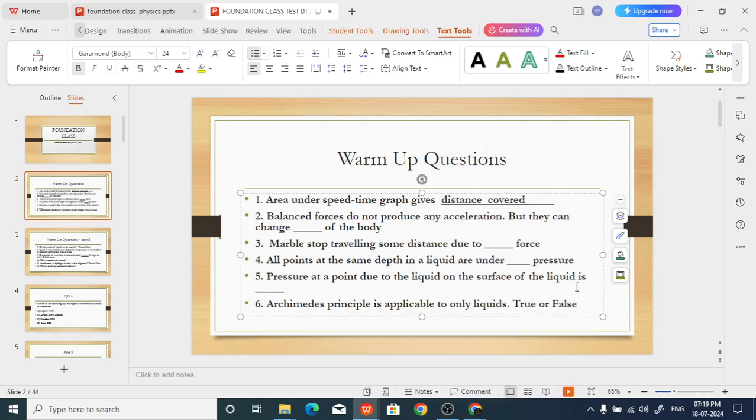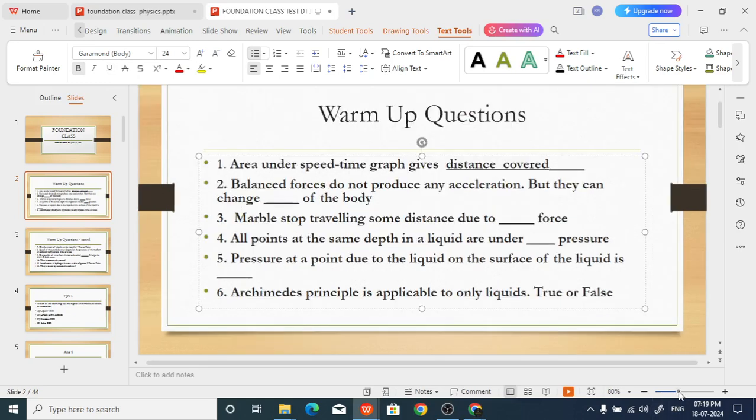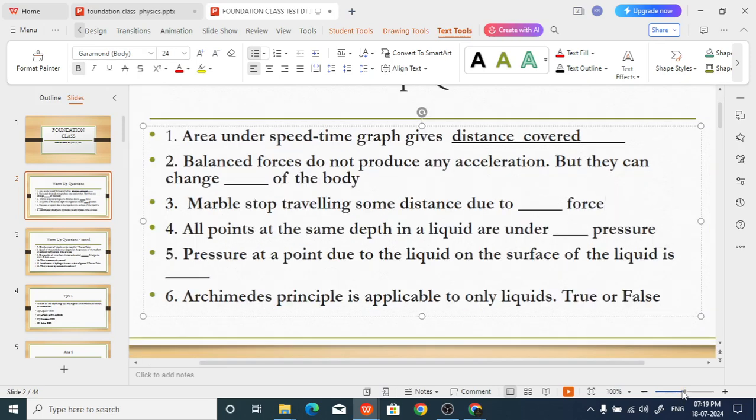Okay. Right. Next question. Can anybody read the next question? Third question. Can you read? Anybody can read the third question? Please. Marble stopped traveling some distance due to dash force. What force? Premi, are you there? Yes, sir.